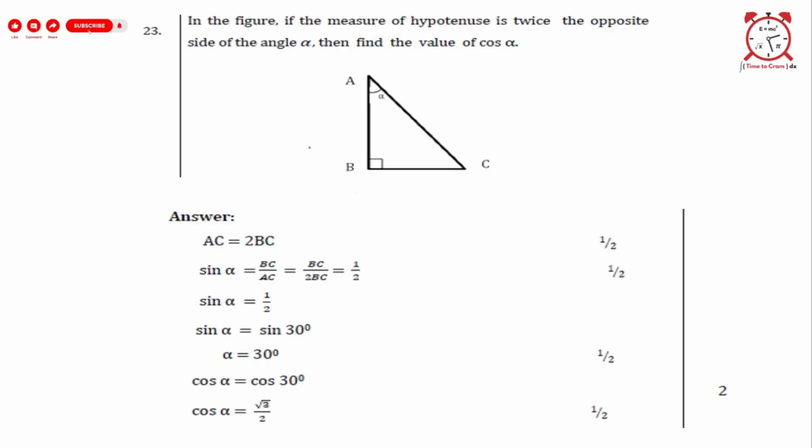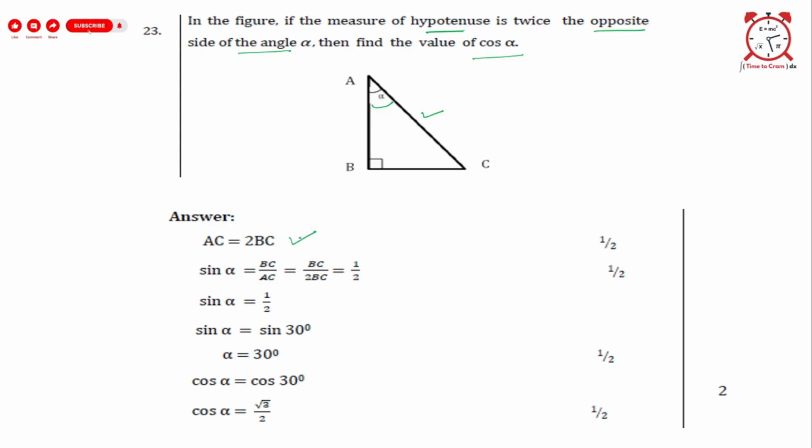Next question. In the figure, if the measure of the hypotenuse is twice the side opposite to angle alpha, then find the value of cos alpha. So here this is the angle alpha. The hypotenuse is double the side opposite the angle alpha. So AC is double the BC.